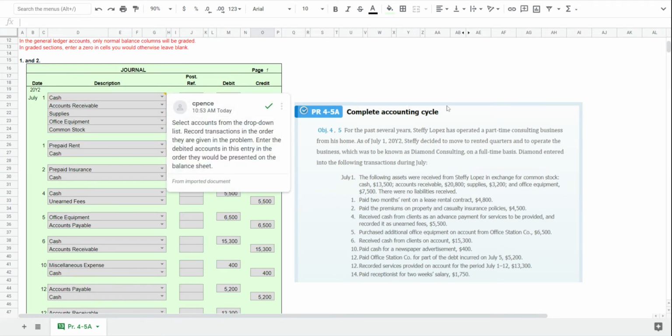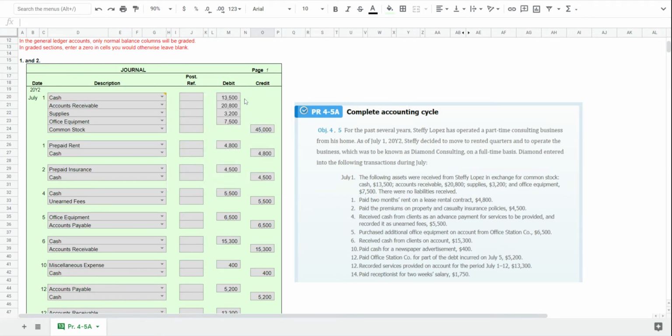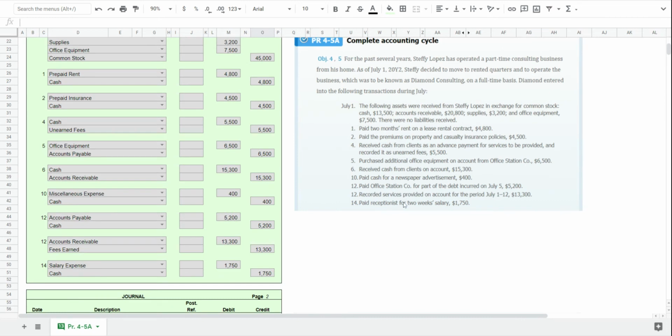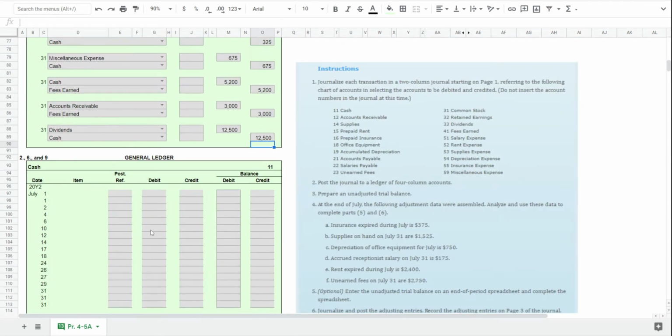So the first line is the cash account, and the cash account is going to be debited $13,500. So I go down to the cash account, and on July 1st, we debited $13,500. And so over here in the right-hand set of columns, these columns are for us to update our balance. So if we had a zero balance before and we added $13,500, then our account now has a debit balance of $13,500. We posted this to account 11.